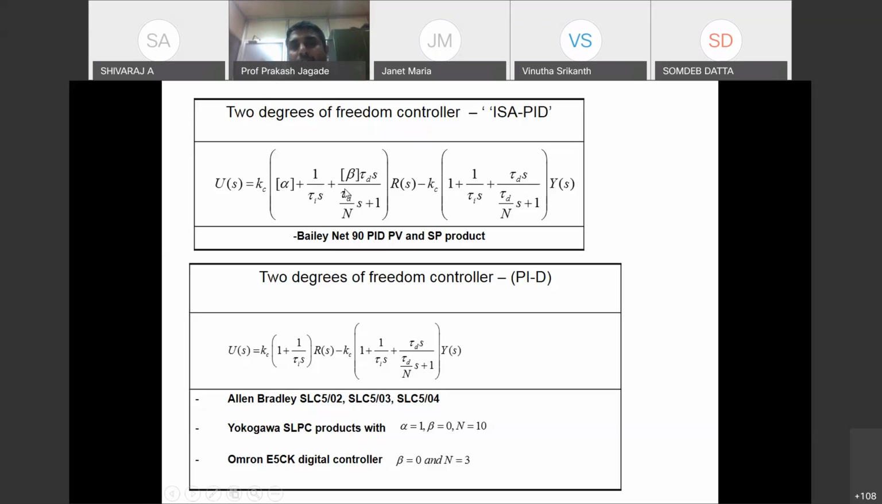You have to adjust the value of alpha and beta. By properly adjusting the values of alpha and beta, you can improve the servo performance without sacrificing regulatory performance. That's the power of this 2 degrees of freedom PID control structure.